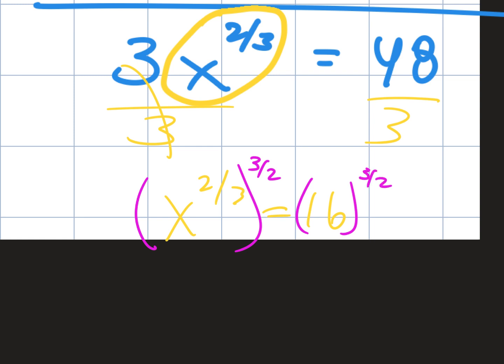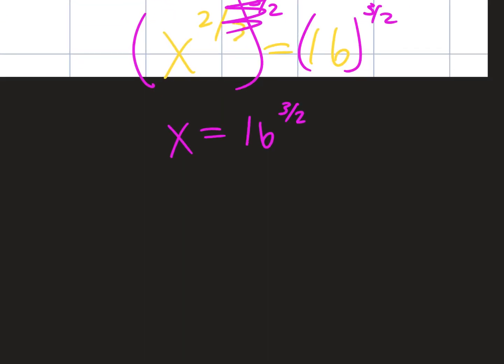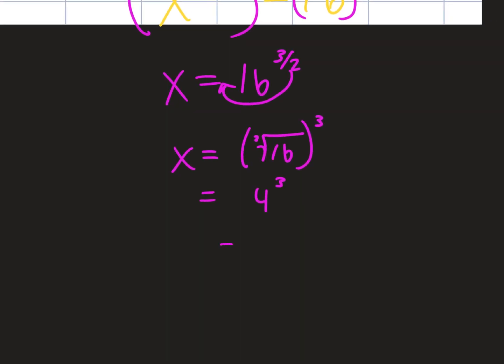So 3 over 2. I'm doing this problem for a specific reason, so watch it. I have x equals 16 to the 3 over 2 power, correct? Let's talk about this. If I rewrite this, what is 16 to the 3 over 2 power? It's the square root of 16 to the third, because that 2 becomes your index. If you were to solve this, what is the square root of 16? 4. And then 4 cubed is 64.